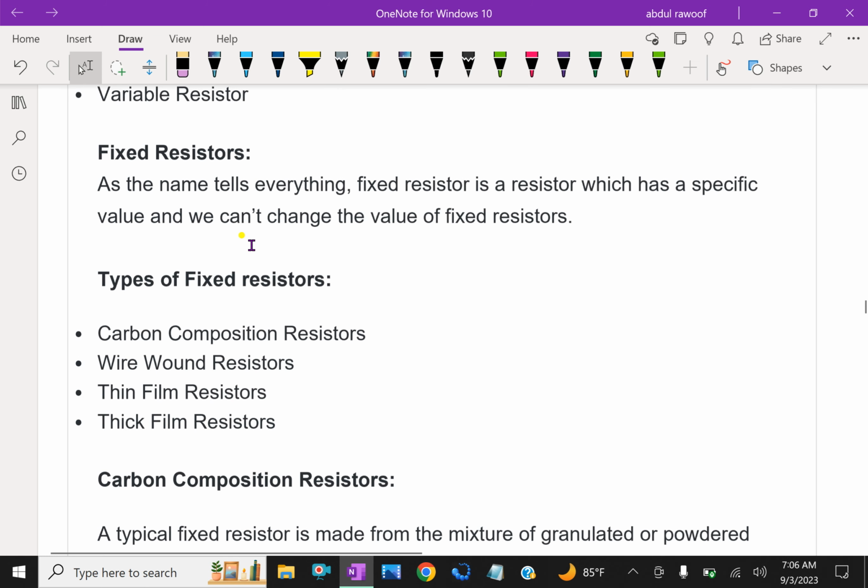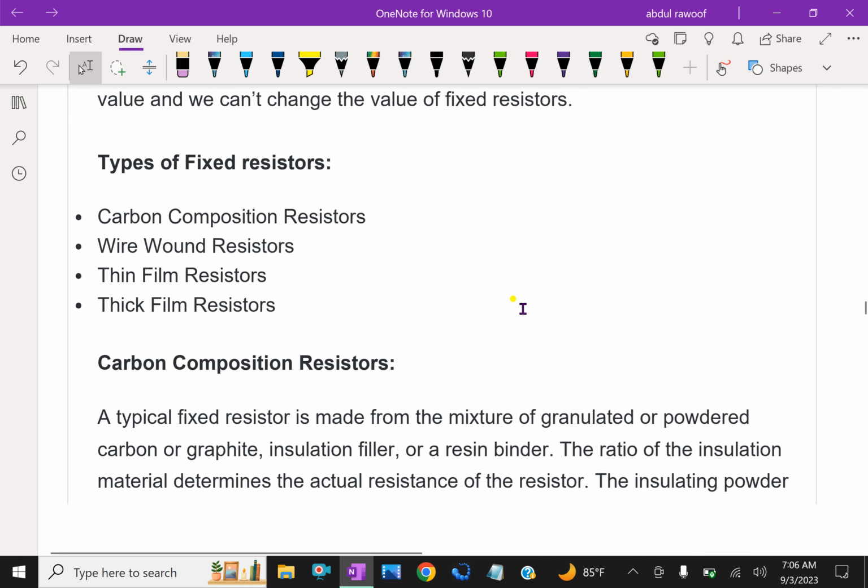Fixed resistors, as the name tells everything, a fixed resistor is a resistor which has a specific value and cannot change the value. Types of fixed resistors are carbon composition, wire wound, thin film, and thick film resistors.